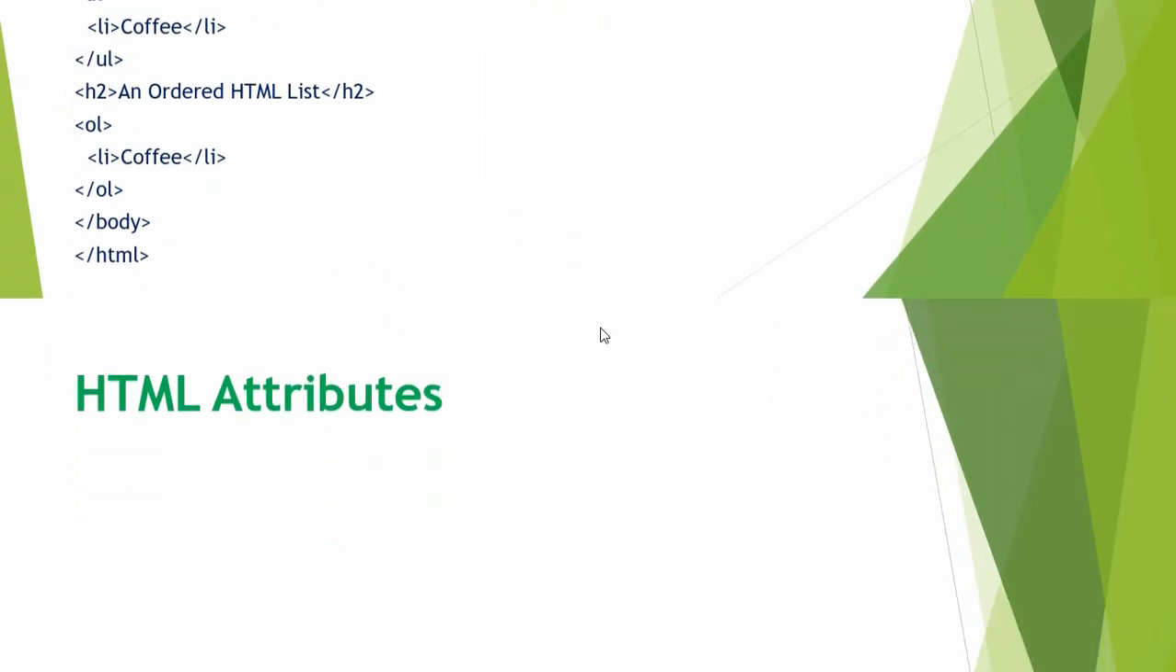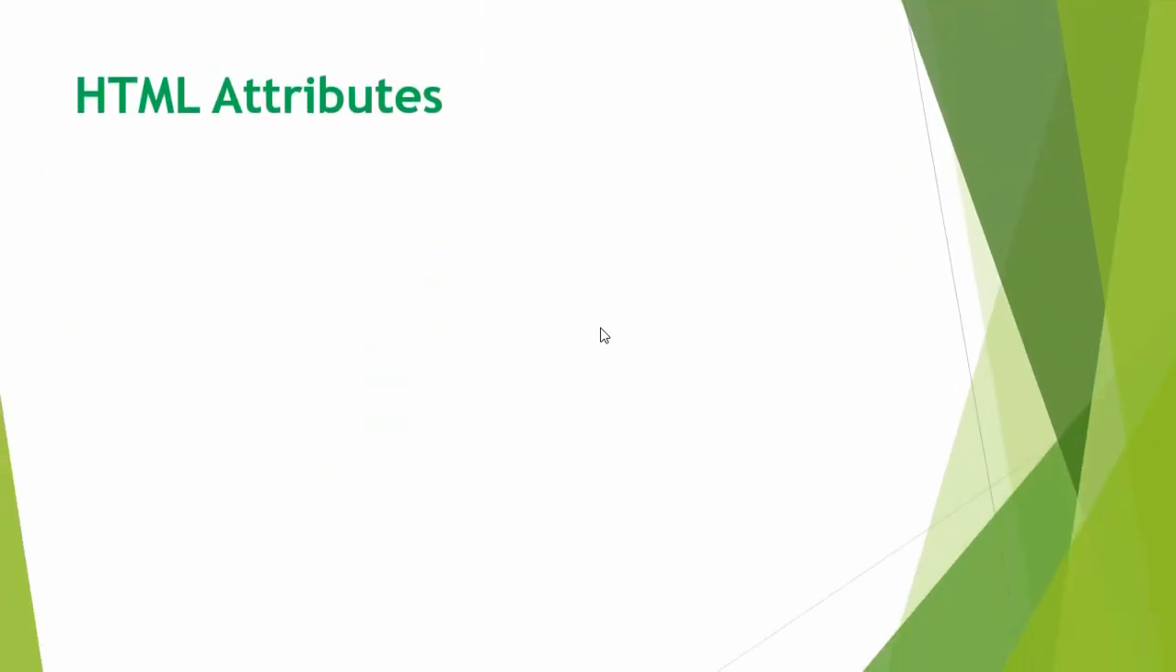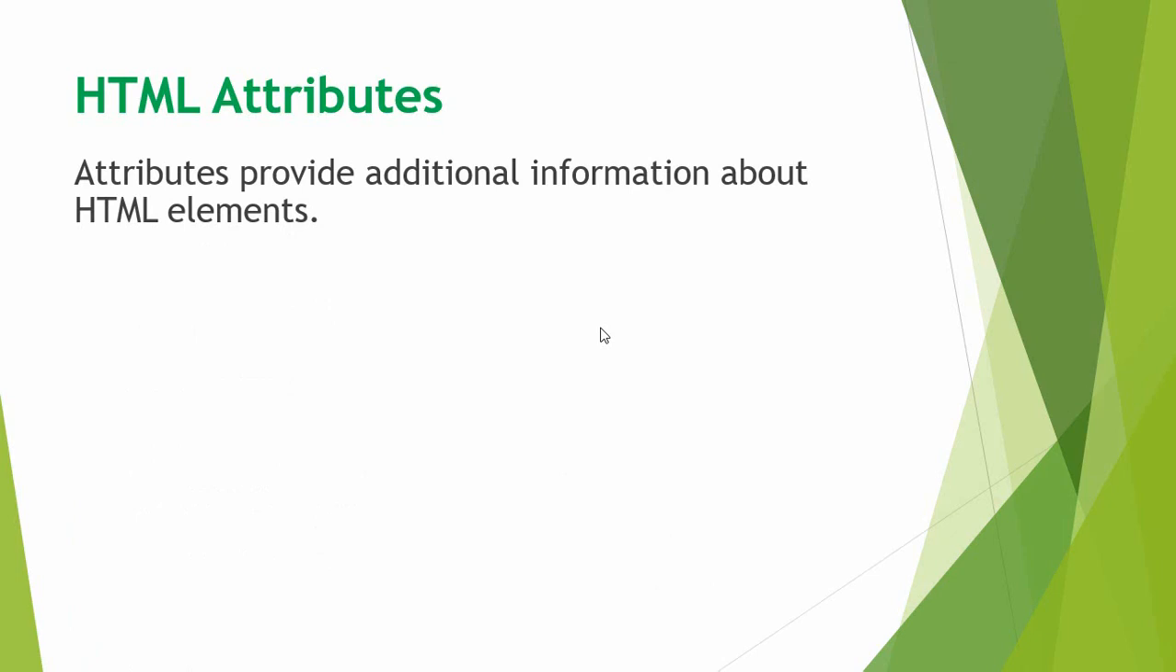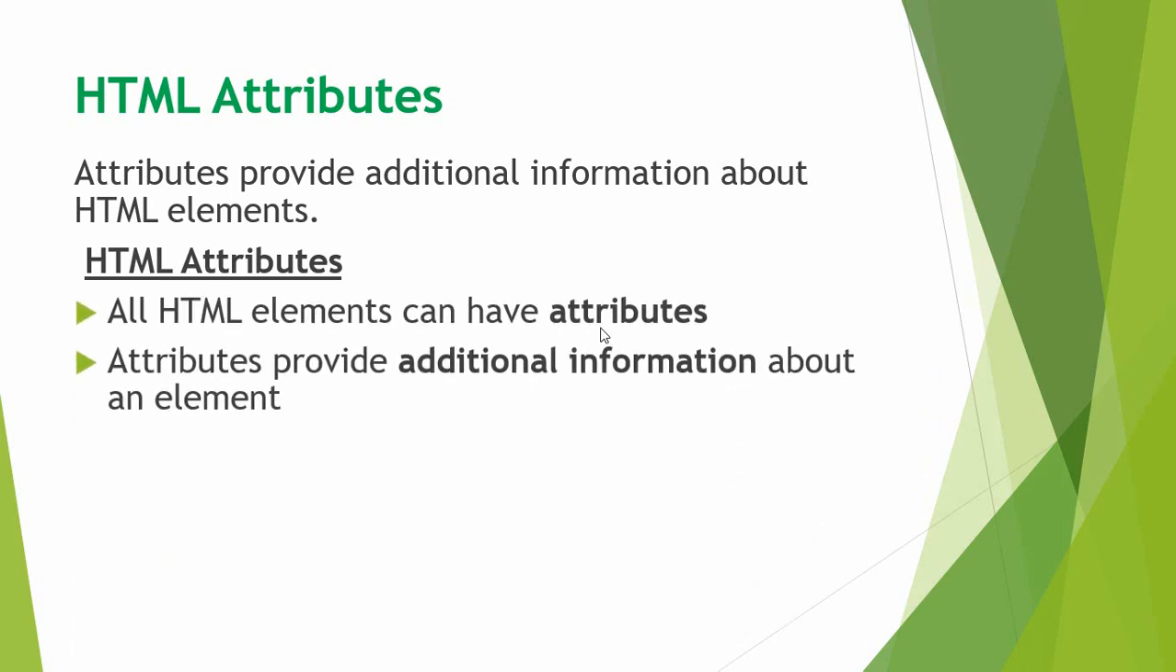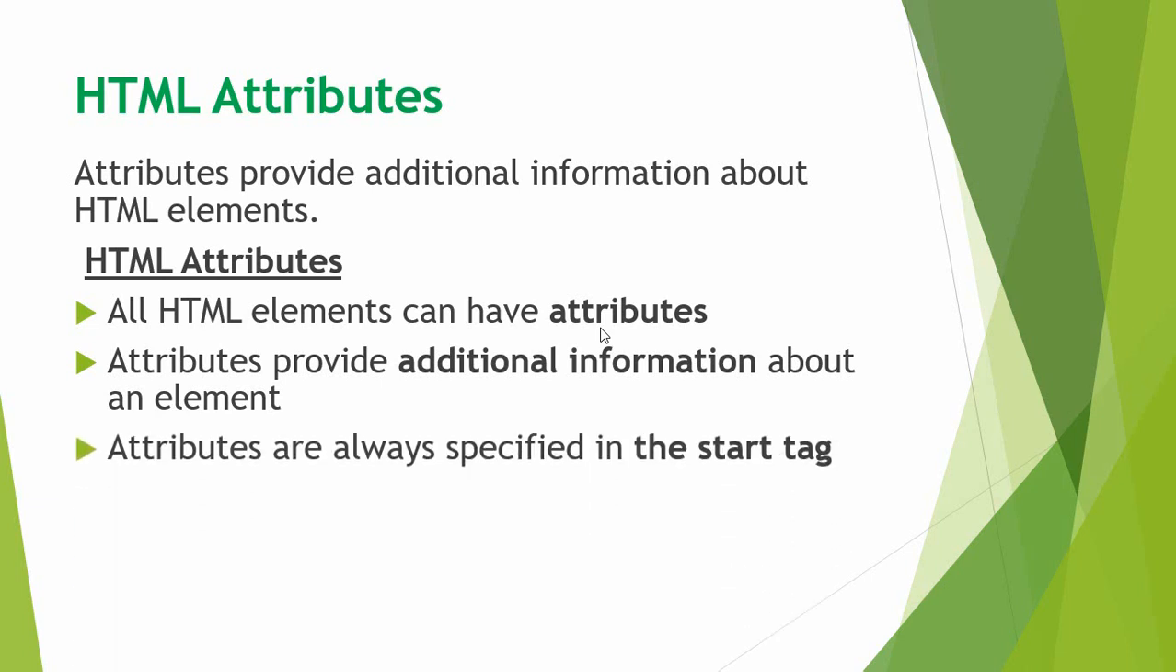Then the next one is HTML attributes. We already discussed these things. Okay, again I will give the idea of what an attribute is. Attributes provide additional information about an HTML element. HTML element means HTML tags. We already discussed and checked a sample of how attributes work. So attributes mean we want to give additional information in that tag. All HTML elements can have attributes. Attributes provide additional information about an element.